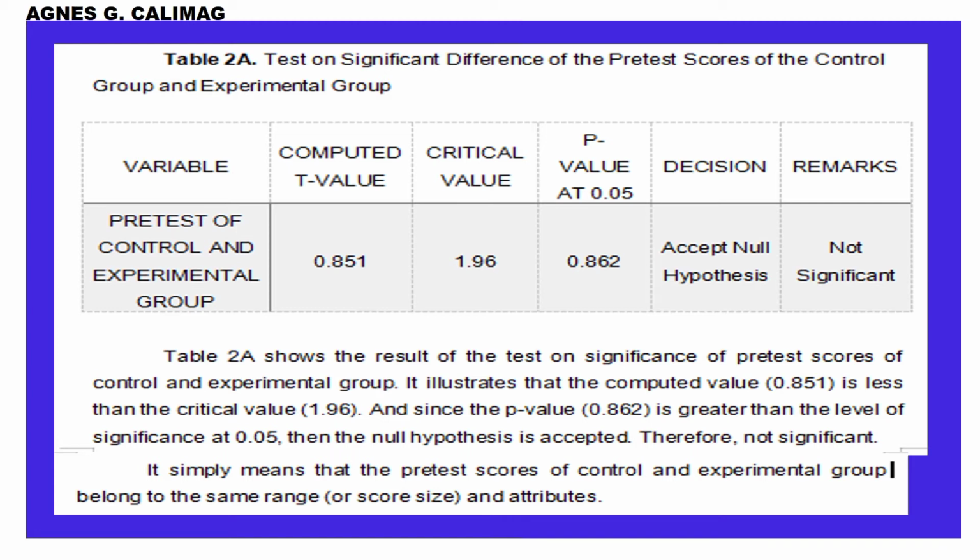They must have the same level of scores para po hindi siya bias. Ay, mas matataas, mas magagaling din sa group na to, mas hindi magagaling dito sa group na to. Maapektuhan yung data natin o yung result ng data natin. So that's why it is non-randomized selection of respondents.